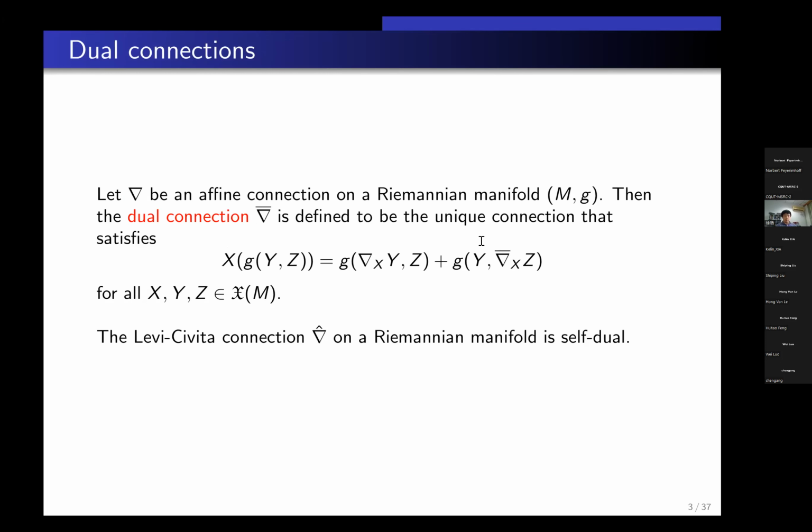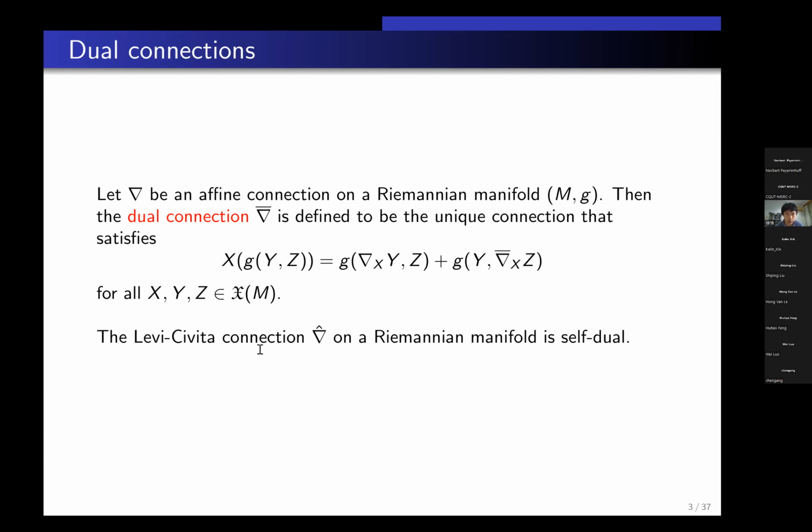Okay, so the definition of dual connection is the following. So we have an affine connection. Yeah, we do not assume it's a Alekseevsky-Cortes, but I only assume it's affine. And the dual connection is defined to be the following connection d bar, and they satisfy this equation.